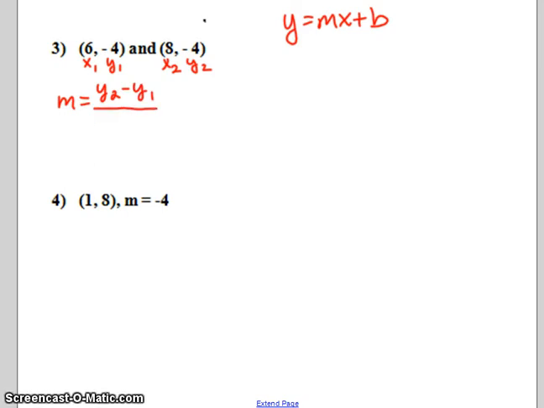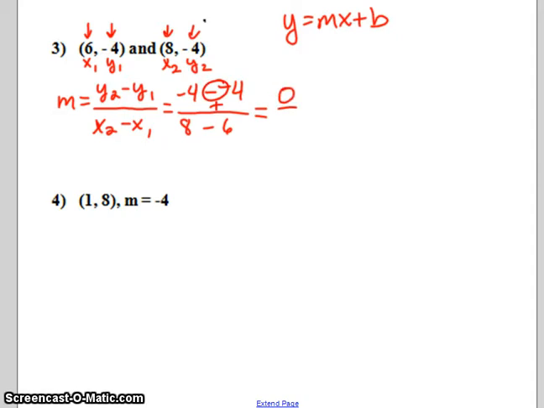The formula is y2 minus y1 over x2 minus x1. Y2 is negative 4, minus y1, which is negative 4. X2 is 8, x1 is 6. Let's simplify. This turns into plus. Negative 4 plus 4 is 0. 8 minus 6 is 2. What's 0 divided by 2? 0. So our slope is 0.